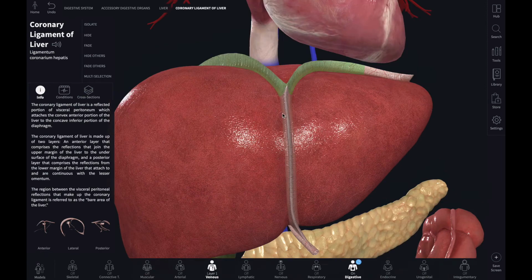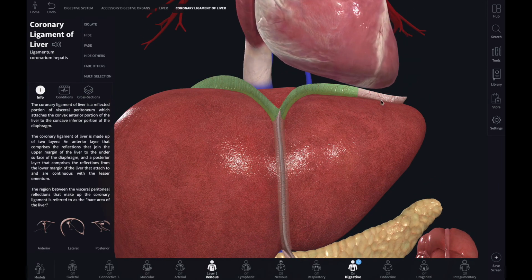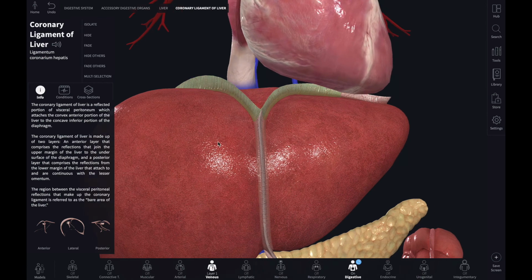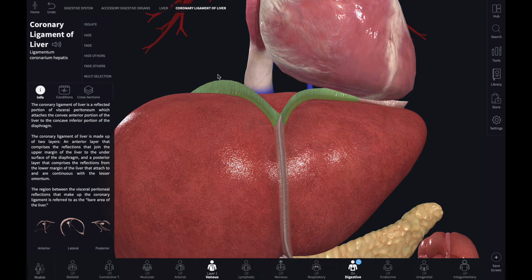In the superior aspect, you have the cardinal ligament, also called the coronary ligament, that is attached to the diaphragm. That's how the liver is. See, 1.5 kilo is hanging, with the attachment of this coronary ligament to the diaphragm.